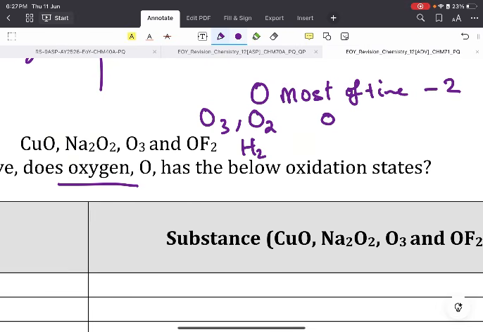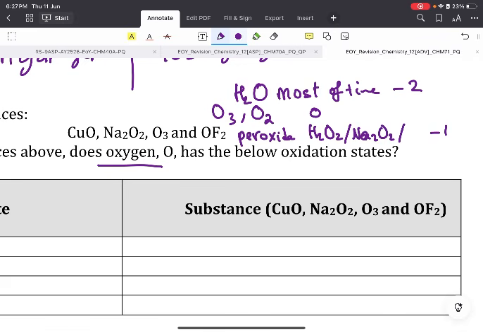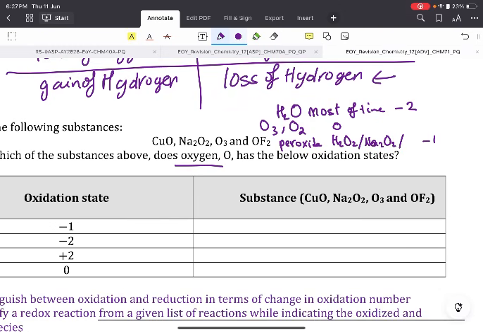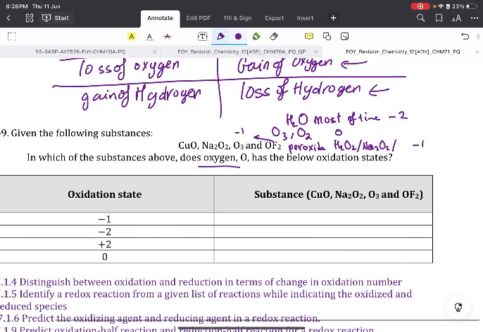If it's in a compound, like H2O for example, it is -2. In some cases, like in peroxides such as H2O2, Na2O2, Li2O2, oxygen is -1. And there is an exception for oxygen with fluorine. I know that this one is -1 and it will never change.